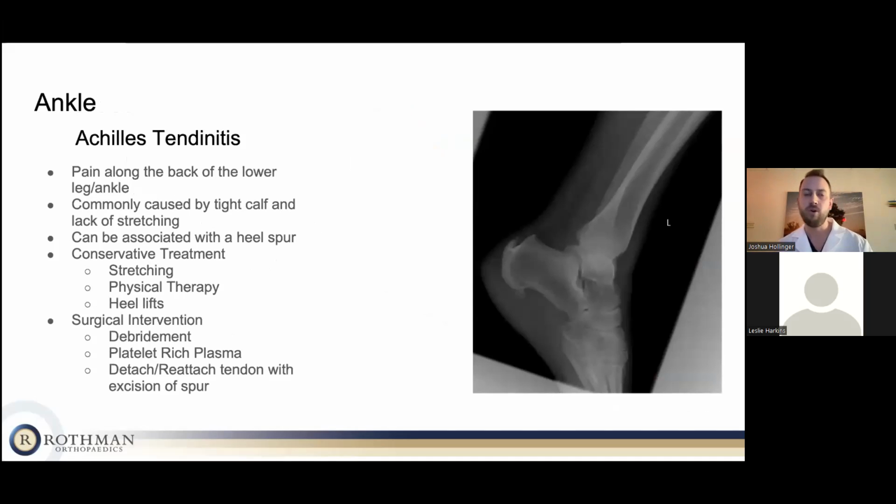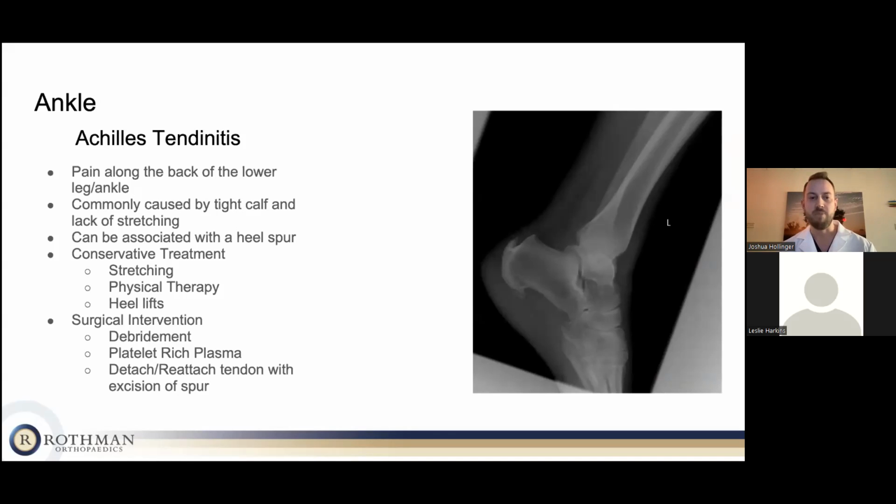Moving on to the ankle, one of the most common things we see is pain along the back of the lower leg and the ankle along the Achilles tendon, and this is associated with Achilles tendinitis. Same thing as plantar fasciitis, they go hand in hand. This is caused by a tight calf muscle and lack of stretching usually. We see a lot of Achilles tendinitis with athletes, people that are at the gym a lot that are really working their leg muscles, but they are not stretching before or after or on a regular basis.